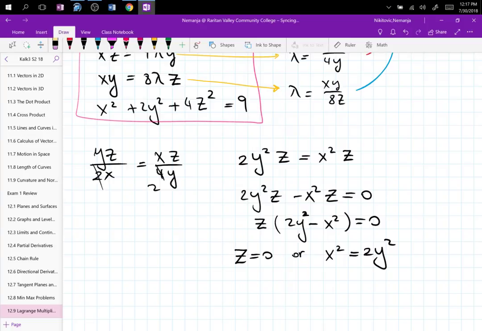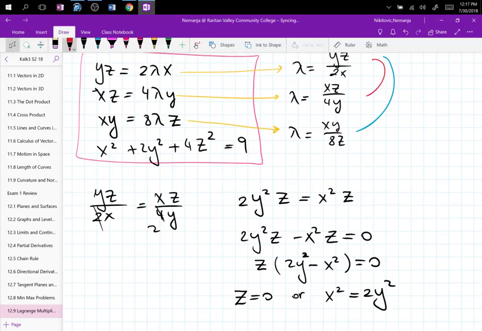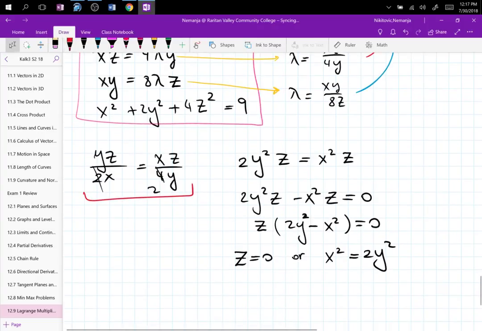Wait, so when you solve for lambda, you have 3 lambdas now. We only did these, the red lambdas. And then we're going to do the blue ones later. So we have these two equations now, z equals 0 or this. So now if z is equal to 0, we can plug all of this in the third equation and solve and see what we get, right? So we have, instead of x squared, I write 2y squared.